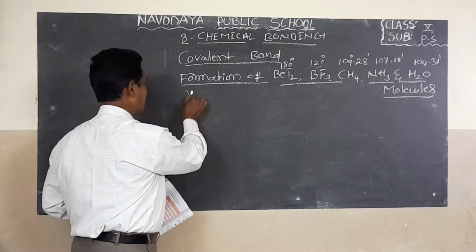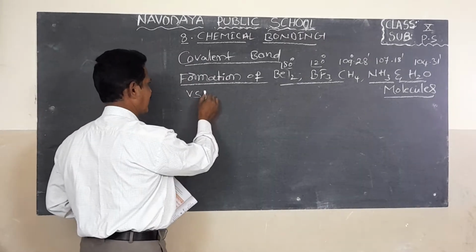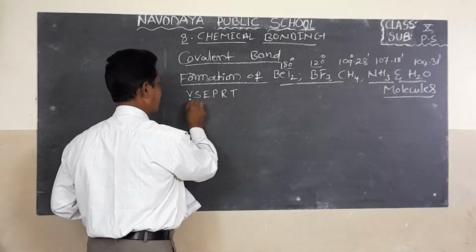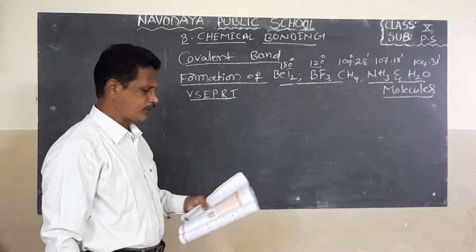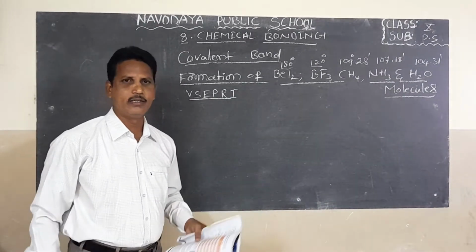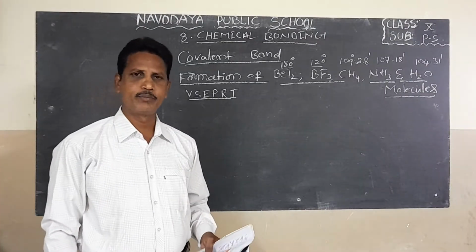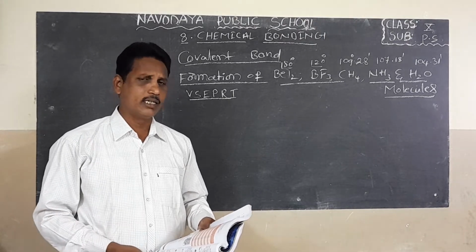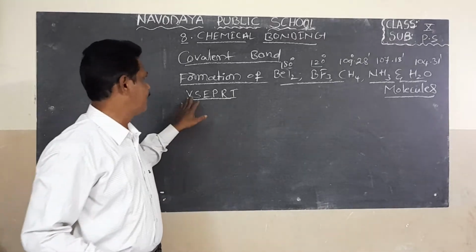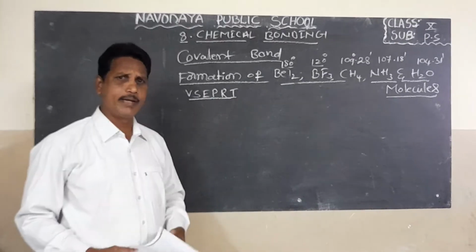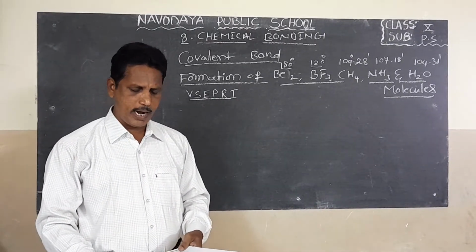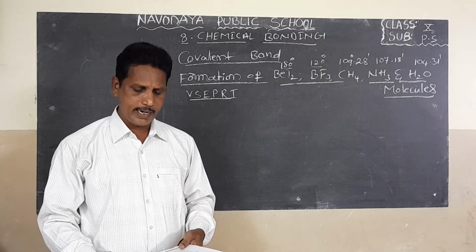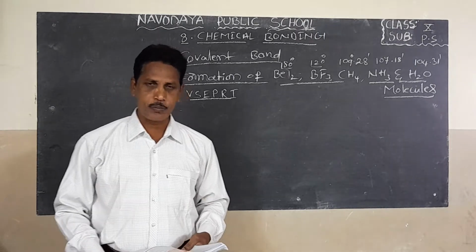VSEPRT: V valence shell, E electron, P pair, R repulsion, T theory. The valence shell electron pair repulsion theory was first proposed by Sidgwick and Powell in 1940. Further, VSEPRT was developed by Gillespie and Nyholm in 1957.